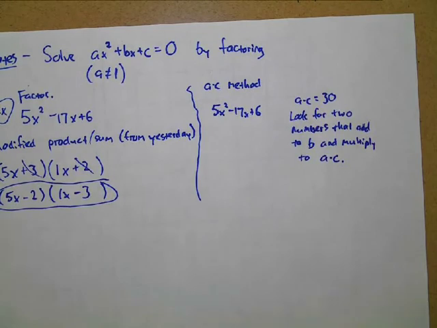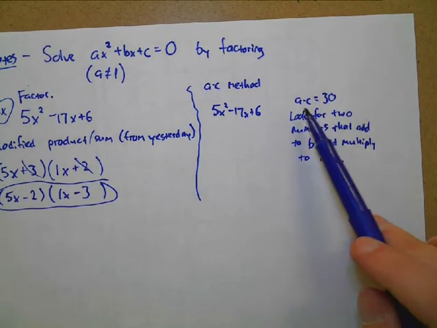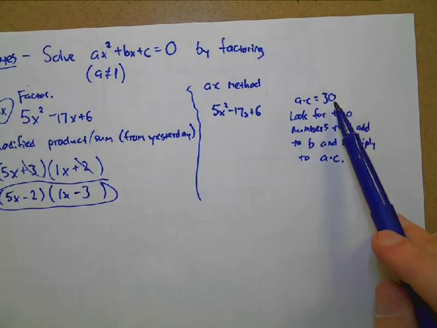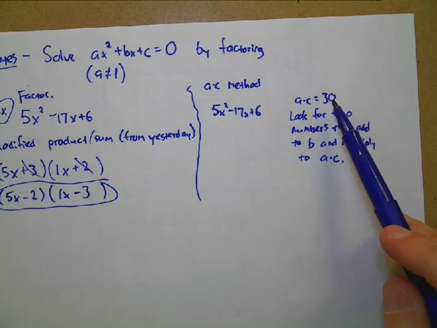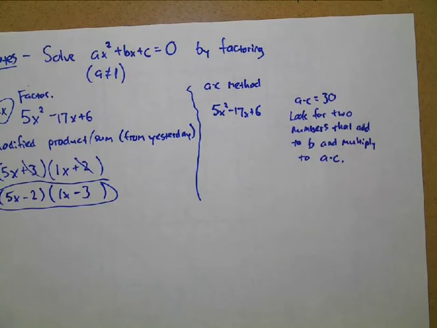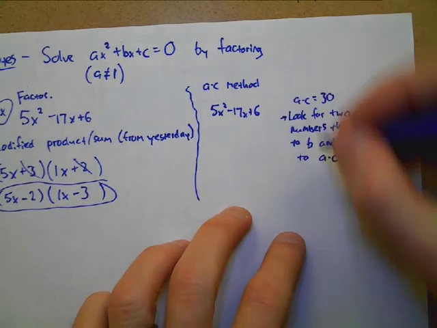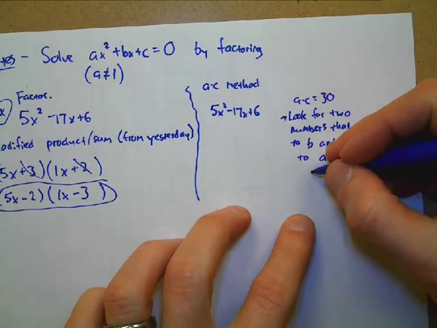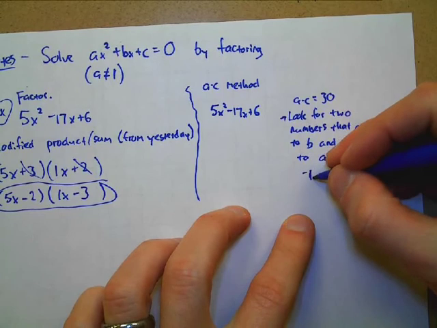So if we do A times C, 5 times the 6, there we get 30, right? Now we have just the same situation we had yesterday, where we're looking for two numbers that multiply to make 30 and add to make negative 17. Okay? So what are two numbers that multiply to make 30, positive 30, but add to make negative 17? Negative 15, negative 2. Exactly right. Okay? So that's what we're going to do. And so in this case, we get... I'm getting ahead of myself here. Negative 15, negative 2.